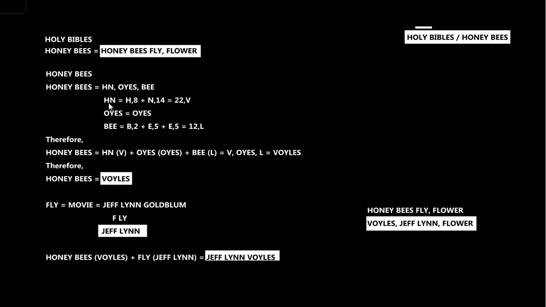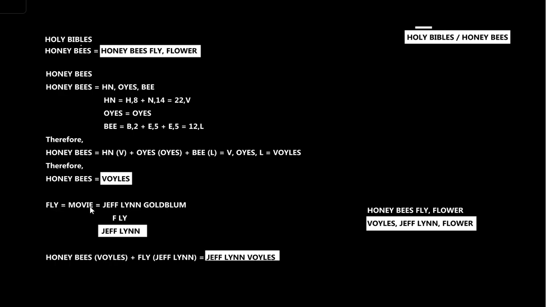Add the letters in group 1. H8 plus N14 is 22, which is V. The OYES remains the same. B2 plus E5 plus E5 is 12, which is L. Therefore, HN equals V, OYES equals OYES, and BEE equals L. From these letters, we rearrange to get voiles. Therefore, honeybees equals voiles.